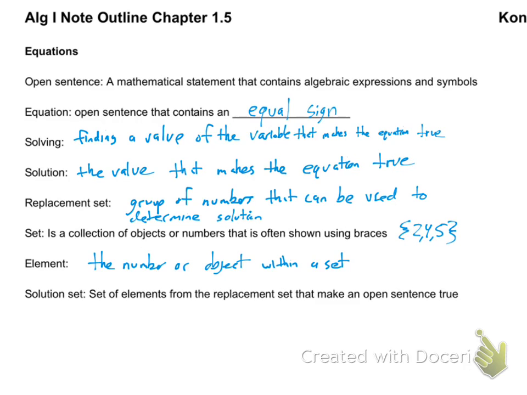And so, if I wanted to know what a solution set would be, it's just a set of elements from the replacement set. It's a smaller subset of the ones that make the sentence true or the equation true. So a solution set is just a set of solutions.